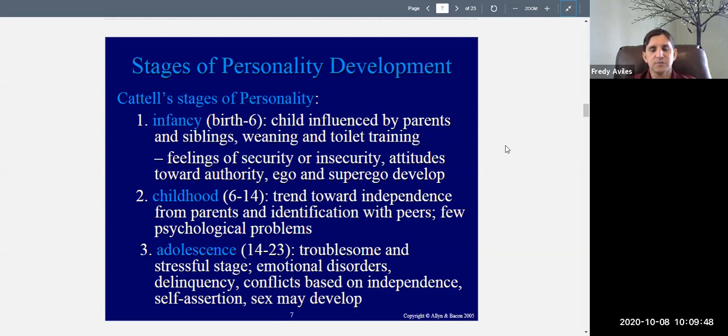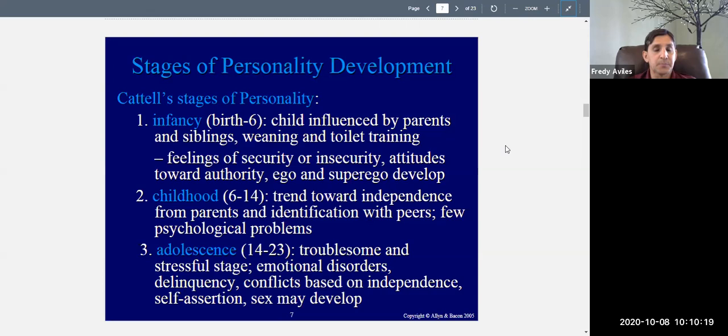Okay. And then there's adolescence, 14 to 23. Think about that. It goes until like 23 years of age. Adolescence, he considered a very troublesome and stressful stage, right? Where kids start to act up and start challenging their parents, may even start doing things that they shouldn't do, engaging in delinquent behavior, maybe smoking and drinking before they're even able to legally, right? They can develop emotional disorders, right? Have more problems with anxiety and depression and anger and things like that.